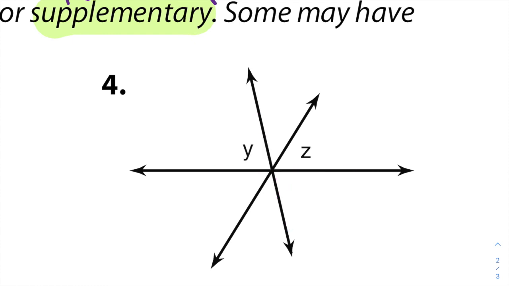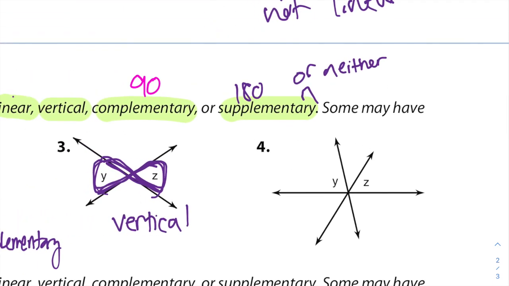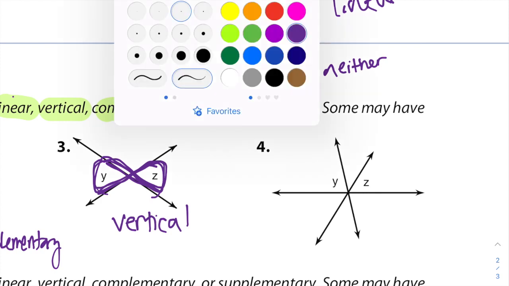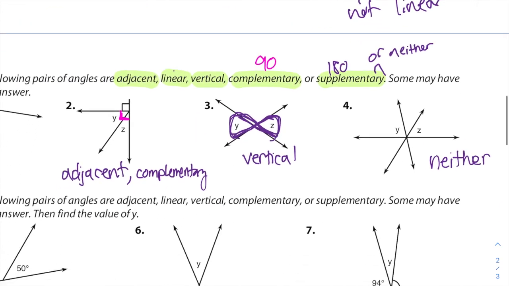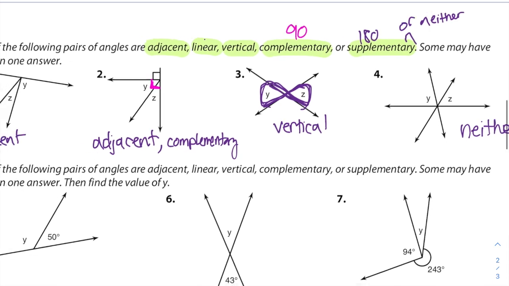So it's not vertical. We don't know if it's complementary. We don't know if they add up to 90. We don't know if they add up to 180. So this is actually the neither. Like neither. Neither, neither. I don't know what the right way to say it is.